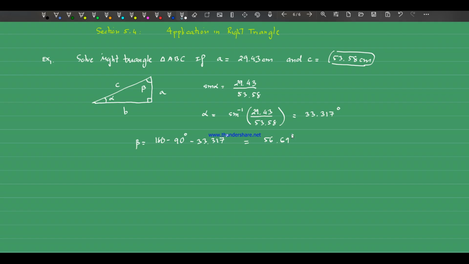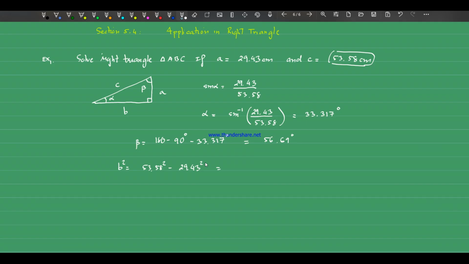56.69 degrees. Okay, so we have alpha, we have beta, we have A and C, so we can find B easily. Use the Pythagorean theorem, so B squared equals C squared minus A squared, so it will be 53.58 squared minus 29.43 squared.